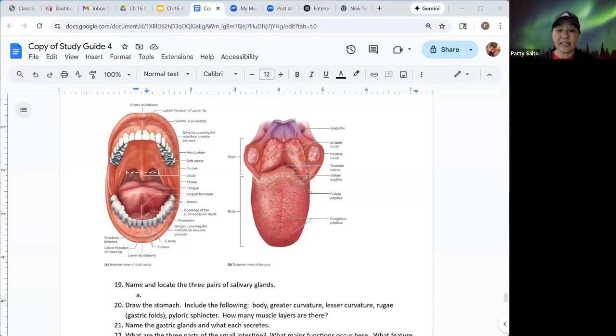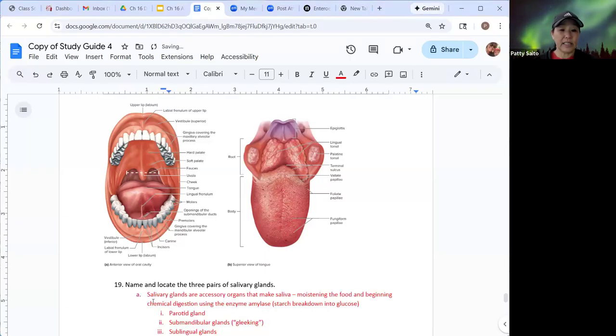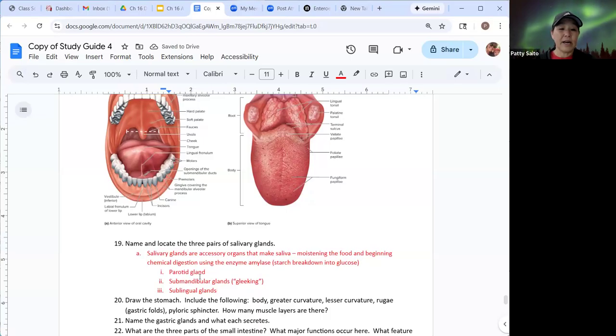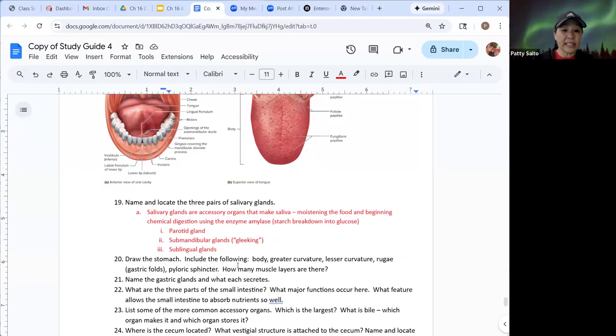Okay, let's talk about salivary glands. So we have three different salivary glands. And of course, they make saliva, which helps to lubricate and moisten the food. There is some chemical digestion that begins in the mouth because of an enzyme found in the saliva called amylase. Amylase breaks down starches. So if you eat starchy food, you have an enzyme that begins the chemical digestion.